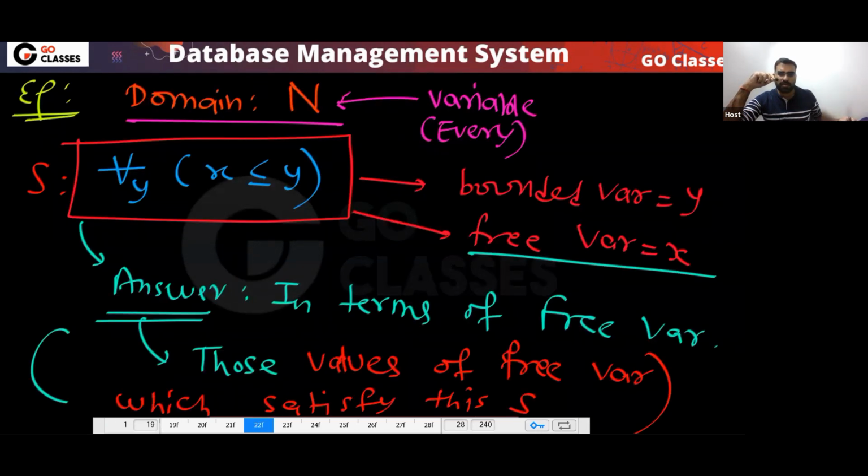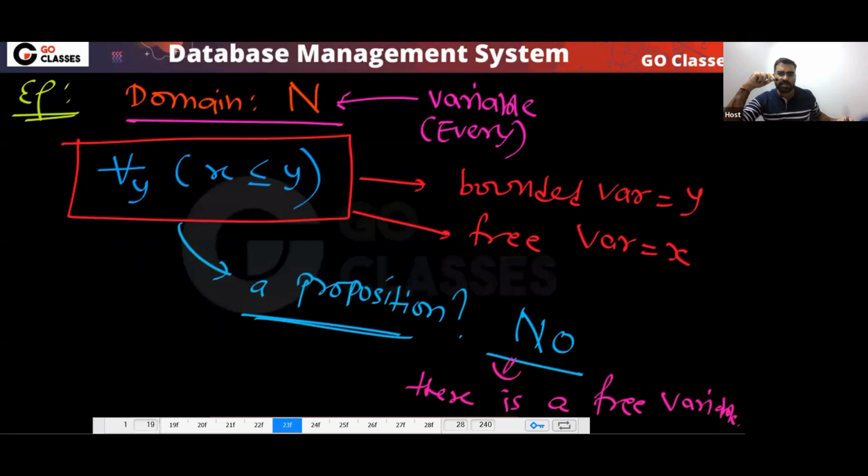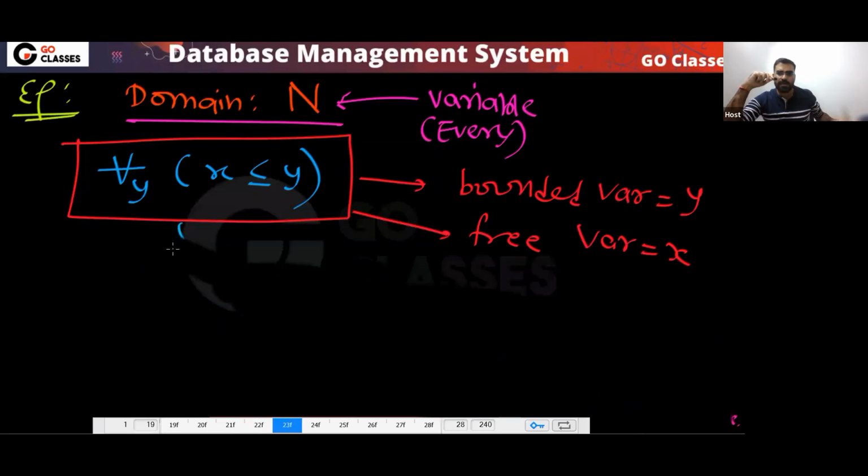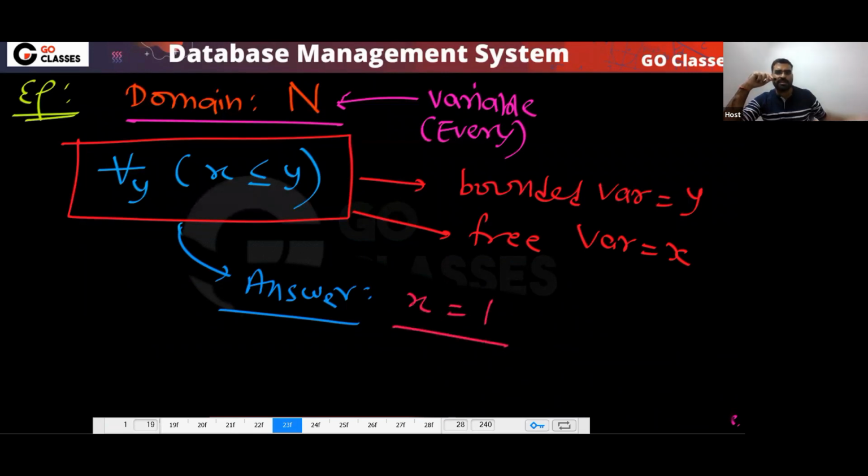This is a very simple point. The answer will be in terms of the free variable. Tell me what your answer will be. The only possible answer is x equal to 1, since n is equal to 1, 2, and so on. So x equal to 1 is the only possible answer.